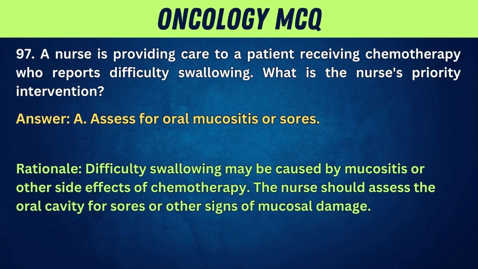Answer: A. Assess for oral mucositis or sores. Rationale: difficulty swallowing may be caused by mucositis or other side effects of chemotherapy. The nurse should assess the oral cavity for sores or other signs of mucosal damage.